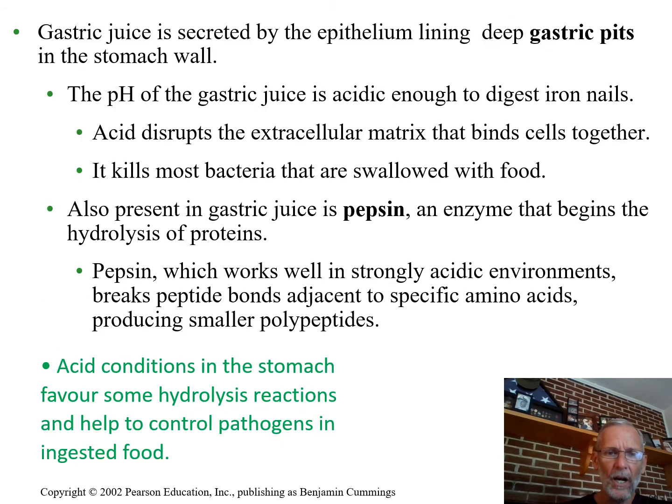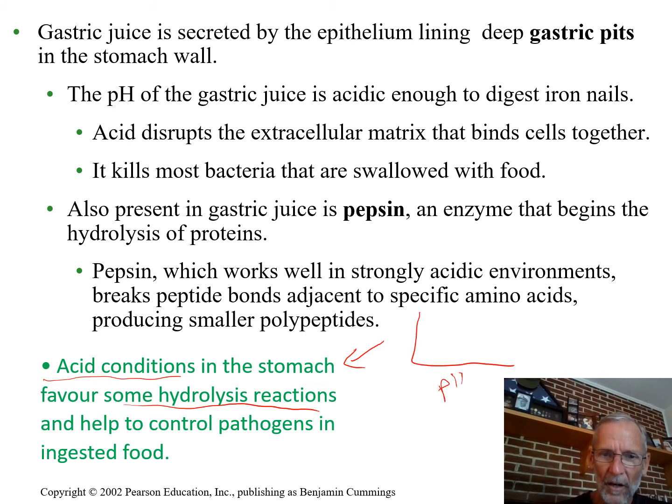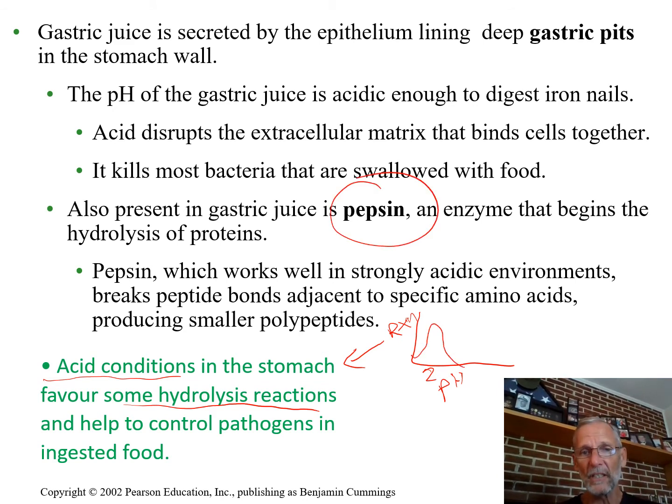here we have a thing, green, so maybe not specifically asked of you, but what is this about? Acid conditions favoring hydrolysis. This is a classic example in every textbook of how pH can affect enzyme action. You remember your graph where we had pH at the bottom and rate of reaction on this side, and at a pH of 2, this one enzyme had its peak. That's the one that's in your stomach, called pepsin.